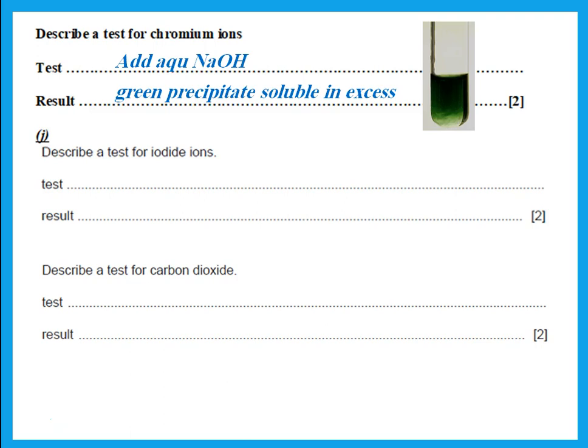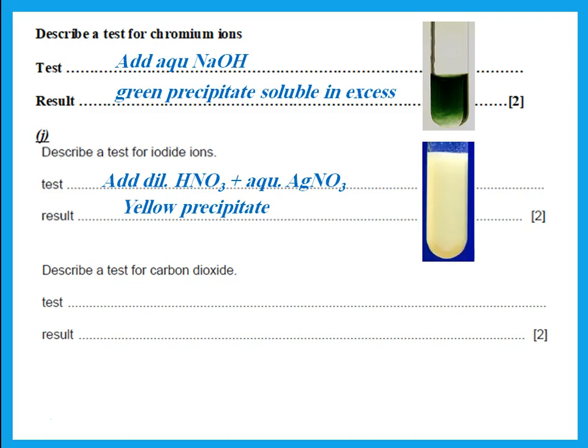Describe a test for iodide. Again, we said any halide, chloride, bromide, iodide. The test is nitric acid and silver nitrate or nitric acid and lead nitrate. Now, iodide gives the yellow precipitate. Remember, we said chloride, bromide, iodide. Chloride gives white, bromide gives cream precipitate, iodide gives yellow.